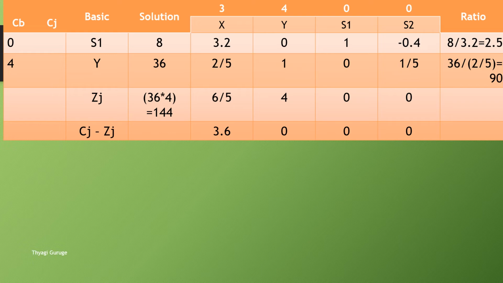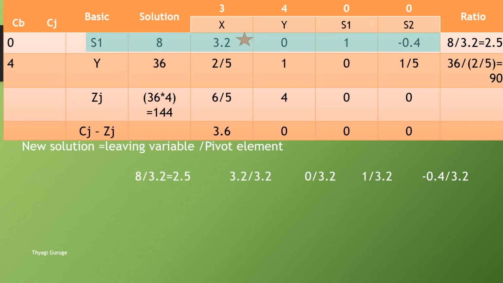In the next step, we are going to identify the new solution. The new solution is the leaving variable row divided by the pivot element. So here we are getting the values as 2.5, 1, 0 and 1 divided by 3.2, as well as the final value, which is minus 0.4 divided by 3.2.